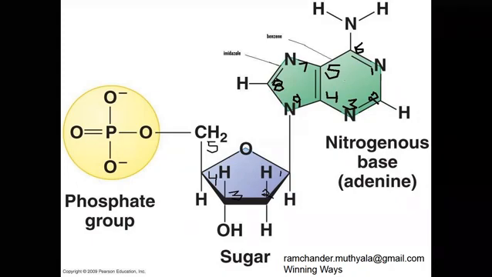Purines are double ring structures, and pyrimidines are single ring structures. First we discuss the purines. There are two purines: one is adenine and the second is guanine. See, children, on these purines two rings are present. One is the benzene ring and the second is the imidazole ring.